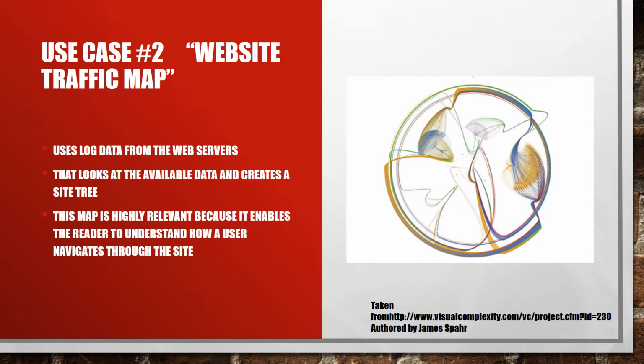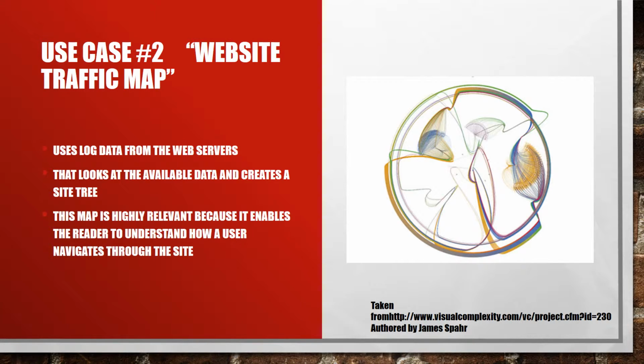Moving on to use case number two, website traffic map. This use case uses log data from web servers. It looks at the available data and creates a site tree. So this map is very relevant to every organization that believes in e-commerce and online platforms, because it helps the reader to understand how a user is navigating through the site.